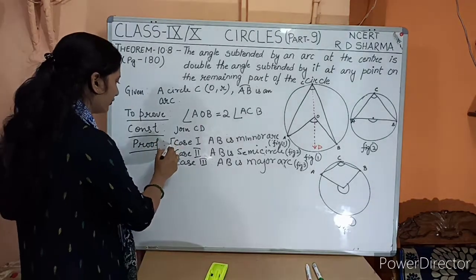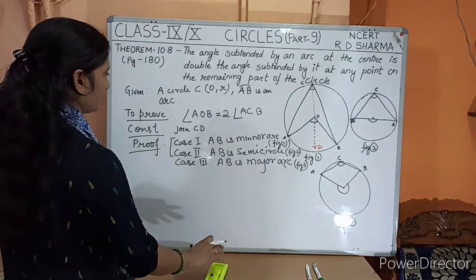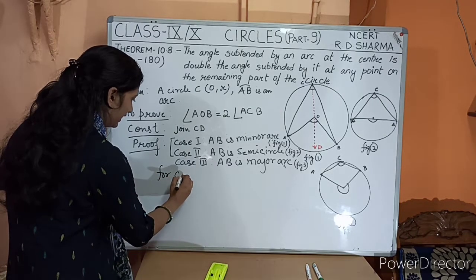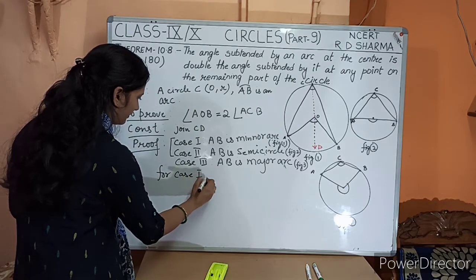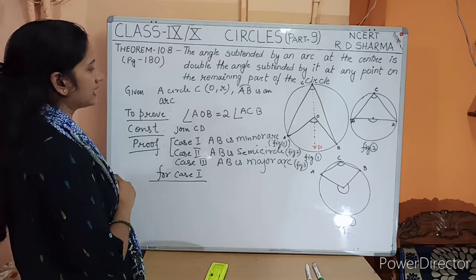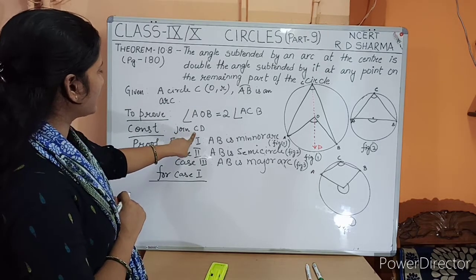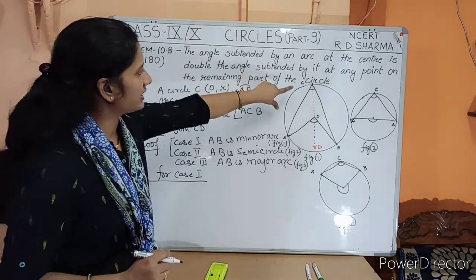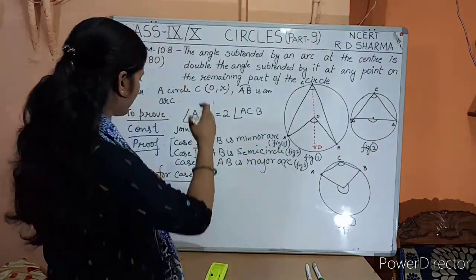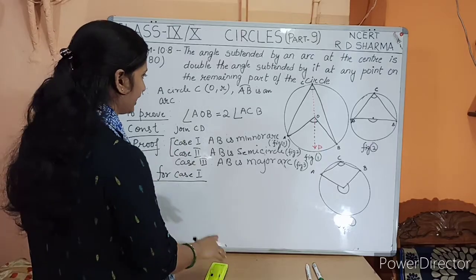First I am taking the first two. So for that, let's see, for case 1. Now just look here. As we have joined the points C and D, the point C is here, C and D, and it is extended, right? It is passing through the center and it is extended downward.